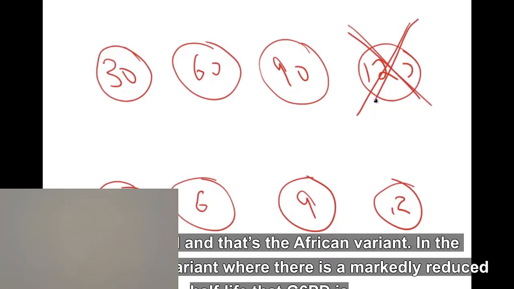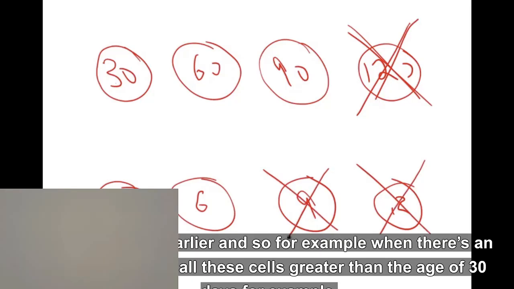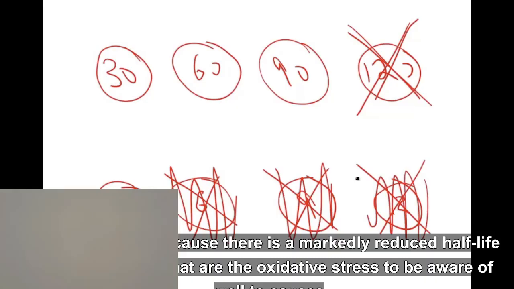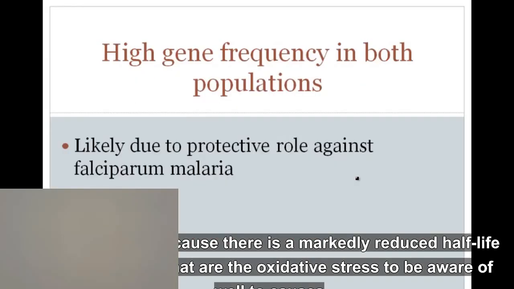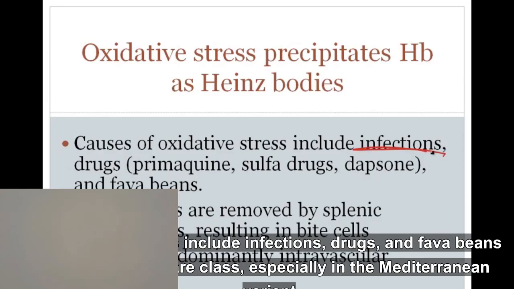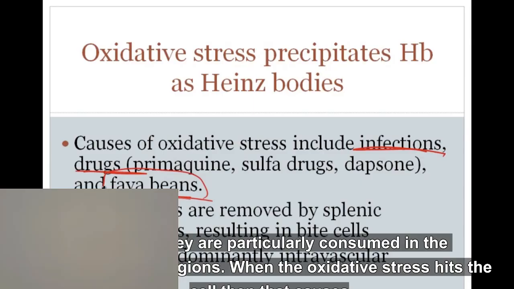In the Mediterranean variant, where there's a markedly reduced half-life, the G6PD is removed much earlier. And so, for example, when there's an oxidative stress, all these cells at greater than the age of 30 days, for example, will die. And that's because there is a markedly reduced half-life of G6PD. Now, what are the oxidative stresses to be aware of? Well, the causes of oxidative stress include infections, drugs, and fava beans. And fava beans are classic, especially in the Mediterranean variant, because they are particularly consumed in the Mediterranean regions.